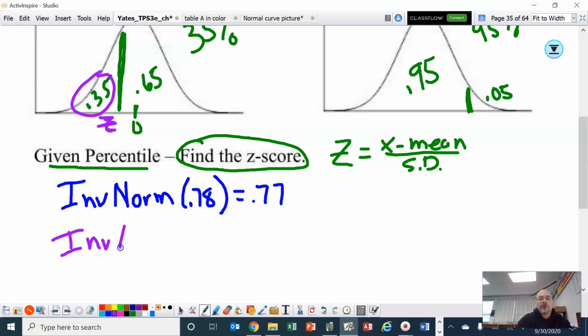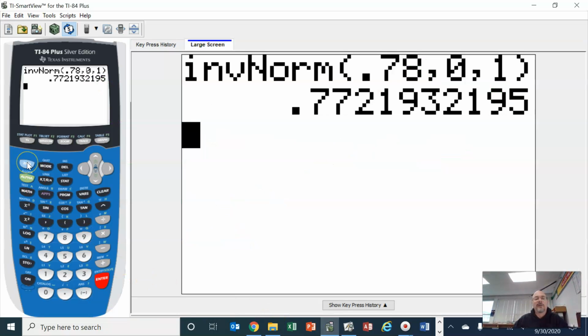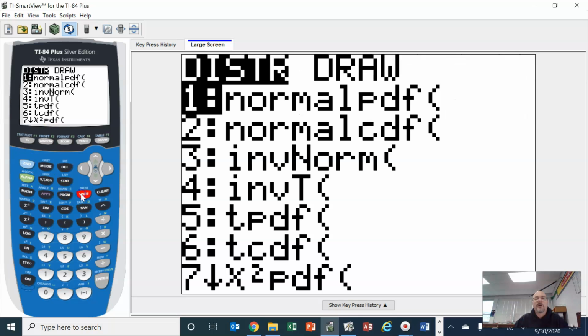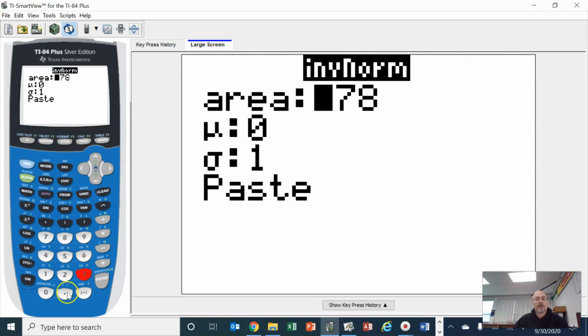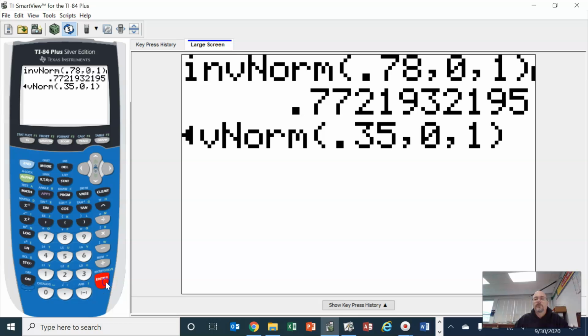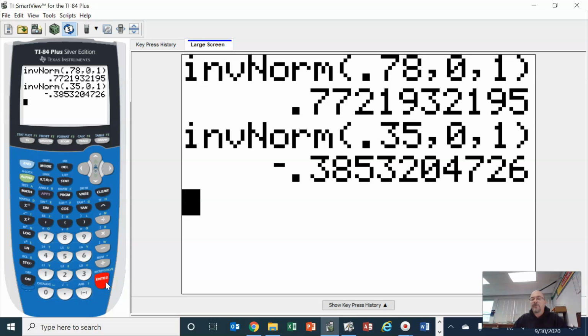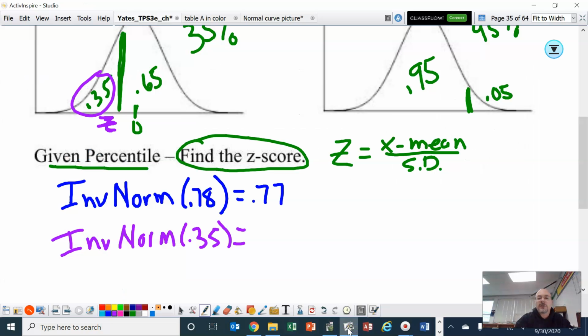So we're going to go inverse norm 0.35. Again, the calculator can only find the area to the left of that. So again, second vars, number 3, 0.35. And we're going to round it to negative 0.39. So the z-score is negative 0.39. Z-score. So this is negative 0.39 for your z-score.